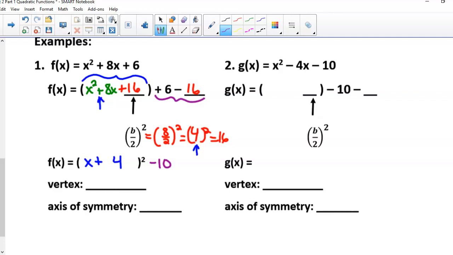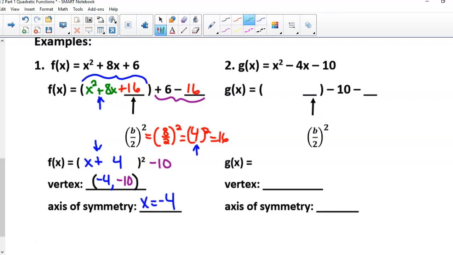So now we're going to write our vertex, and so we have a set of parentheses because it's an ordered pair. We know that our y value is negative 10. We take that at face value. But then remember, this is an x plus 4, so that means it's a negative 4 when we're looking at the vertex. And then our axis of symmetry is just x equals whatever that x value was of the vertex. Okay, and so that's how we can complete number 1. Let's take a look at number 2.